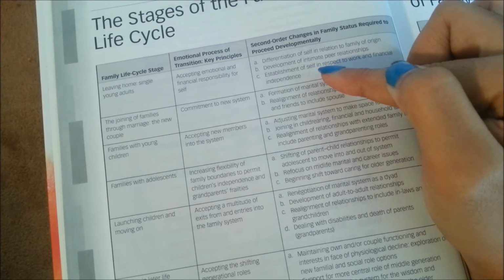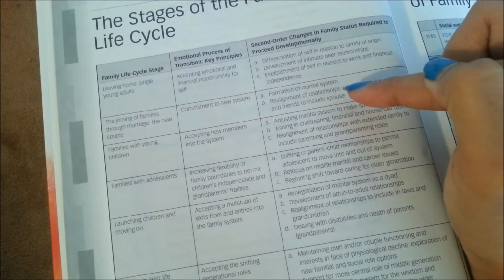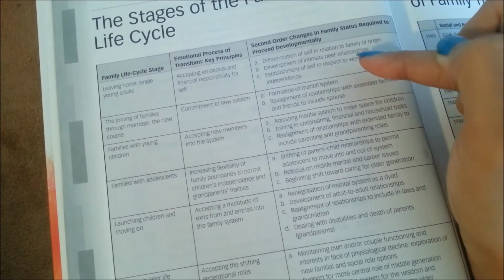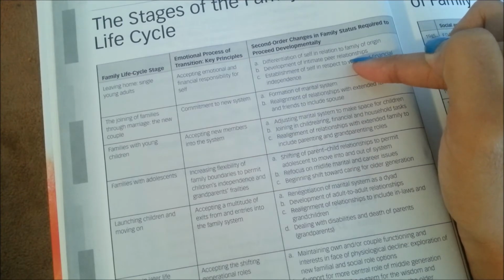Development of intimate peer relationships. So he needs to have his own friends. He can't just, you know, do everything he wants to do with his parents or his brother and sister.